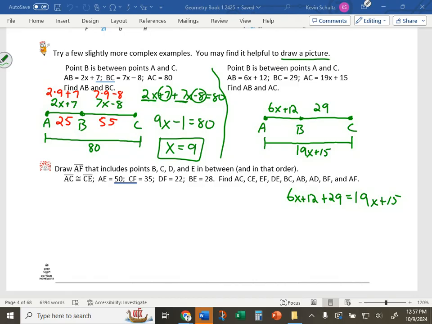So, combining like terms again, we have positive 12, positive 29. So 6x plus 41 equals 19x plus 15. We have a variables-on-both-sides situation here. Can I say what x is? Sure. It's 2. Move the 15 over to give us 26 over here. Move the 6x over to get us 13x over here. And 2 equals x. Is that our answer? Of course. So we're done?